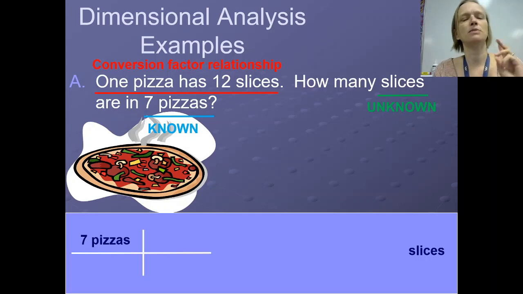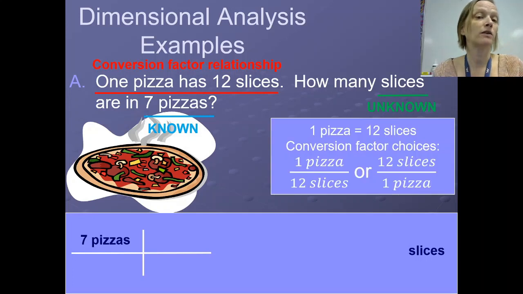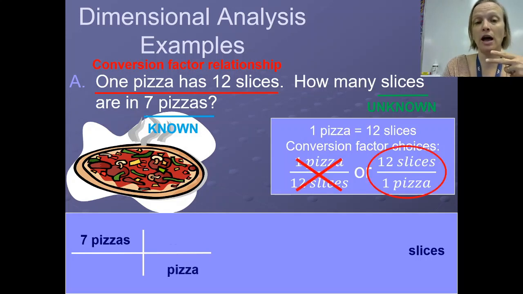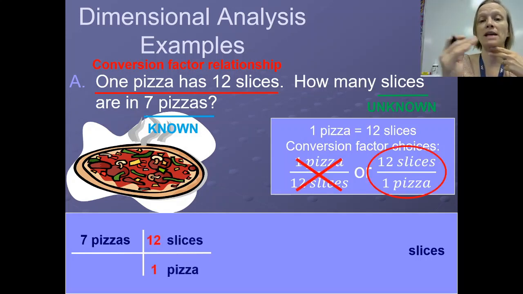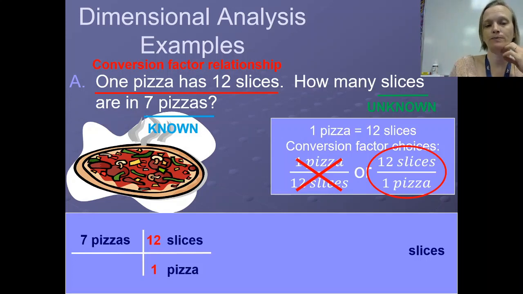Okay. Step 2 is to draw the dimensional lines. Step 3 is to add in the conversion factor. Remember, I have 2 choices for my conversion factor. Should I have pizza on top and slices down below, or slices on top and pizzas down below? Remember, I want the known units to be in the denominator so that they cancel out and divide away. So I want pizza to be on the bottom, slices to be on the top, and then I need to make sure I write the correct number next to each value.